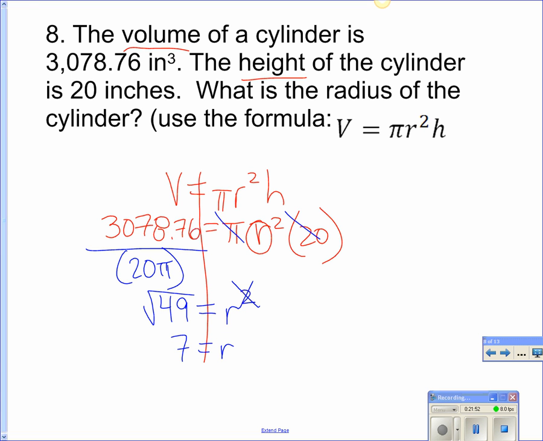All right, let's read what it says. What does this one ask? What's the question? So are we done? Yes.